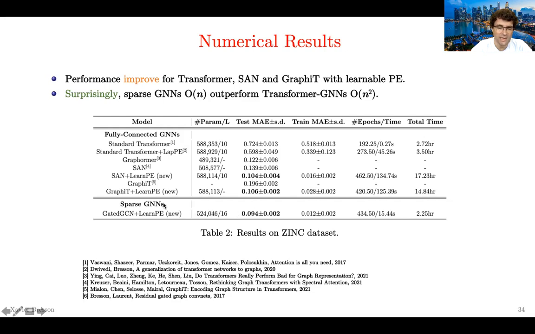Something that was surprising is that the performance coming from sparse GNN was actually slightly better than the performance coming from transformer-based GNNs. And remember that the time that we need is much smaller because it's linear complexity with respect to quadratic complexity.